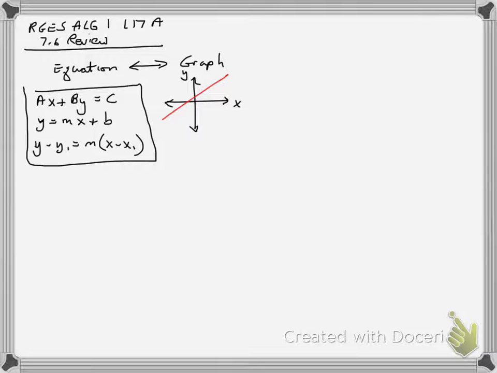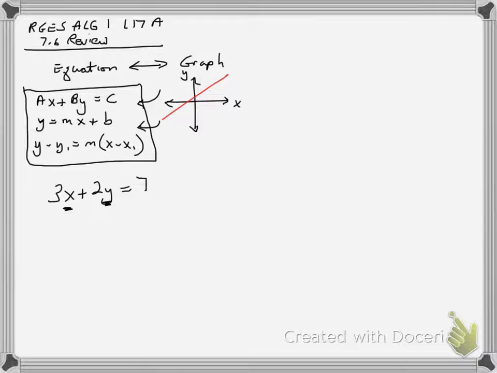The first form is considered the general form, and an example of that would be if I had 3x plus 2y equals 7. I can tell from first blush that this is a line because I have one variable to the first degree and another variable to the first degree. So I know that it graphs to a line, but it's easier to graph it once I put it in one of the other two forms.